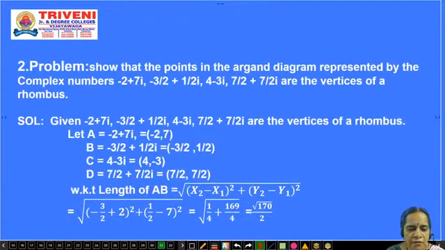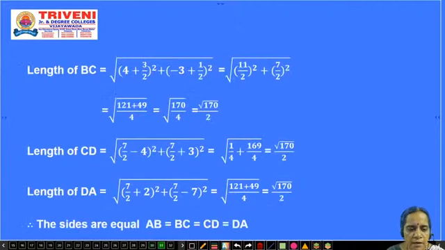Next one is the length of BC. Here the point B is minus 3 by 2 comma 1 by 2 and C is 4 comma minus 3. Here x2 is 4 and x1 is minus 3 by 2, y1 is minus 3 and y2 is minus 1 by 2. Substitute here and take the LCM. 11 by 2 whole square plus 7 by 2 whole square, that is 121 plus 49 by 4, 170 by 4, so we get square root of 170 by 2.